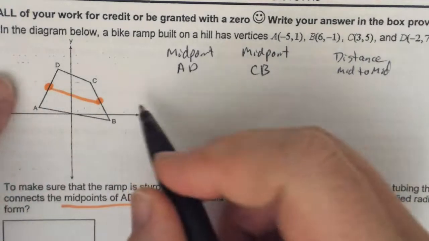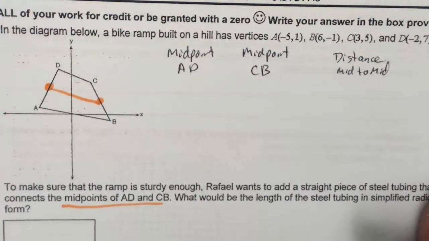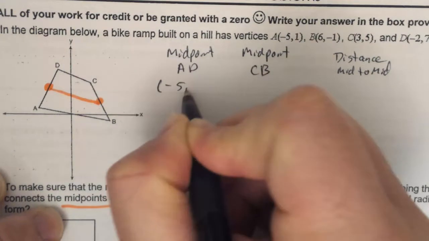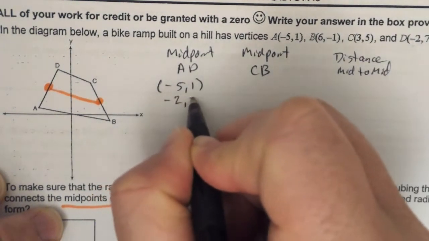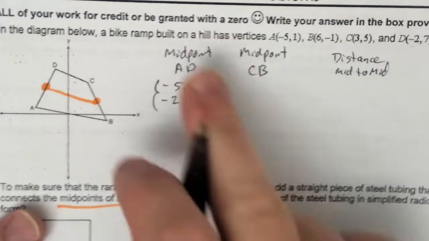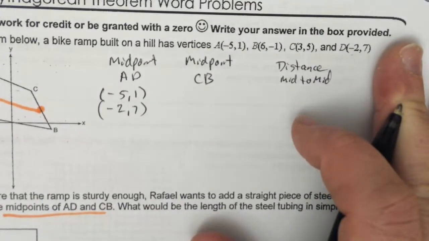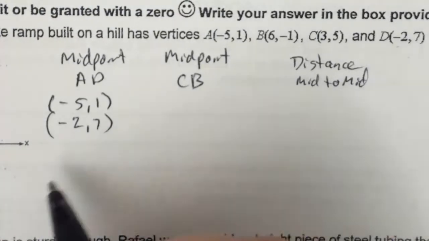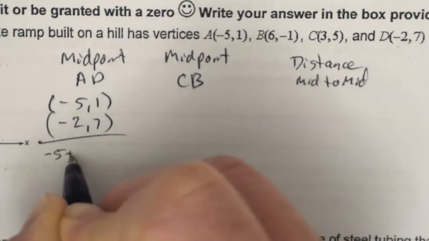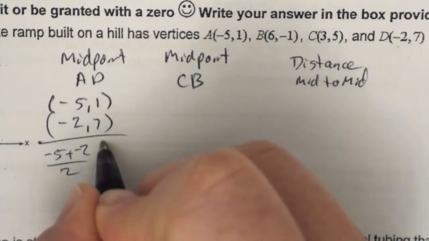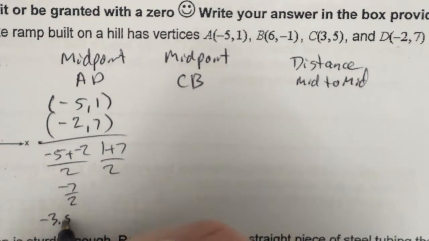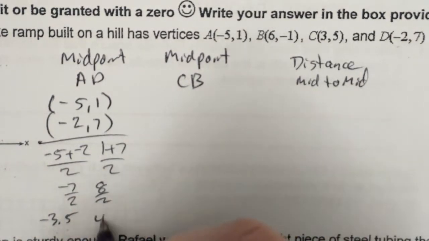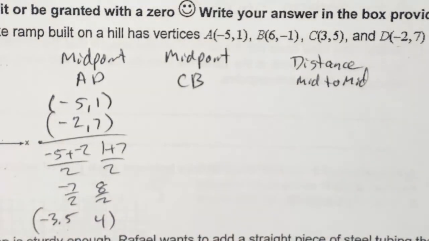All right, so your A was at negative 5, 1, and we want D, right? So negative 2, 7. And we want to find the midpoint. And I got those coordinates up here. So what I'm going to do is I'm going to zoom in. All right, so we want the midpoint. So add them together, divide by 2. And we get negative 7 over 2, which is negative 3.5. And 8 over 2, which is 4. All right, so all we did was add them together, divide by 2.